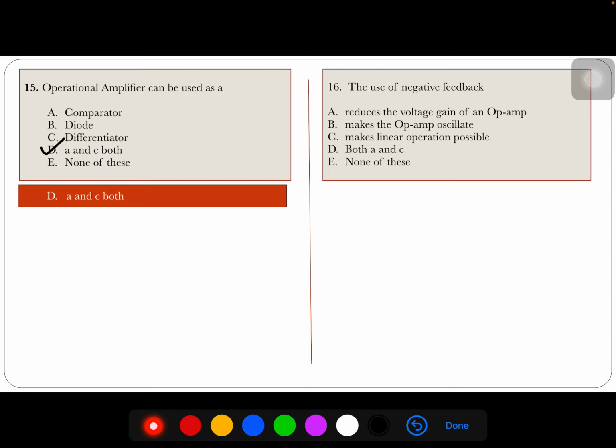Next question. The use of negative feedback reduces the voltage gain of an op-amp, makes the op-amp oscillate, makes linear operation possible. Both A and C or none of these. See, I have told you in one of my videos that I have made on the MCQs from op-amp, the same question I have explained there. So, negative feedback. What are the effects of negative feedback on an op-amp? Negative feedback is very advantageous.